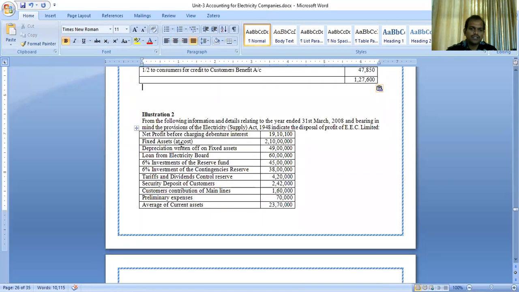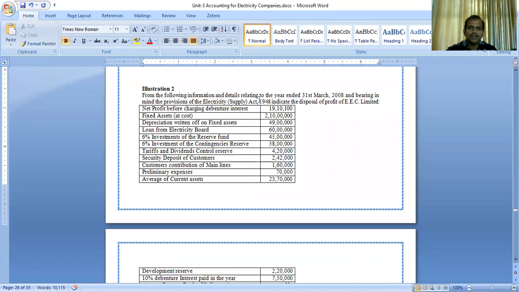So next, illustration 2. From the following information, details relating to the year ended 31st March 2008, and bearing in mind the provisions of the Electricity Supply Act 1948, indicate the disposal of profit of EEC Limited. So net profit before charging depreciation and debenture interest. See, this is what we have to be careful about: before charging debenture interest, and fixed assets cost, depreciation written off, loan from electricity board, 6%.